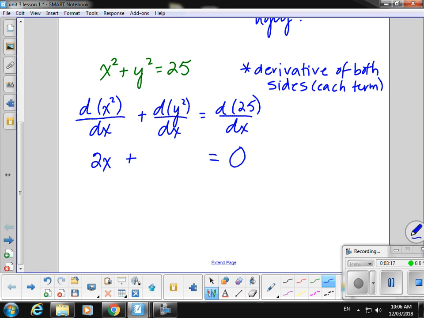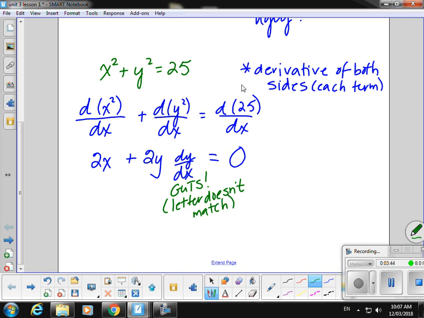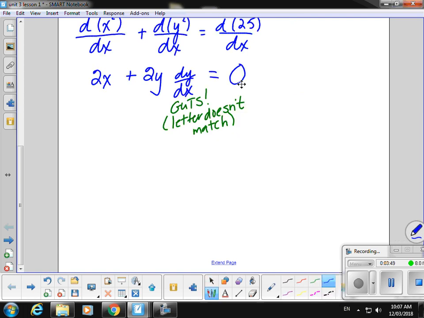So I'm taking the derivative of the function. Don't forget the guts. The guts is dy/dx. So this essentially is the guts. A way to remember it is the letter doesn't match, so I have to take the derivative of that letter with respect to x. Okay, I'm going to simplify now. I want to know what dy/dx is. That was my purpose.